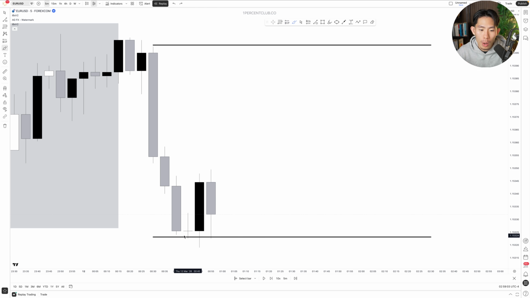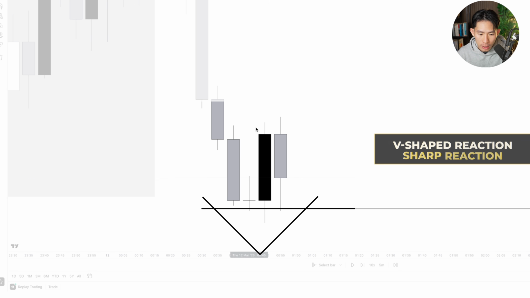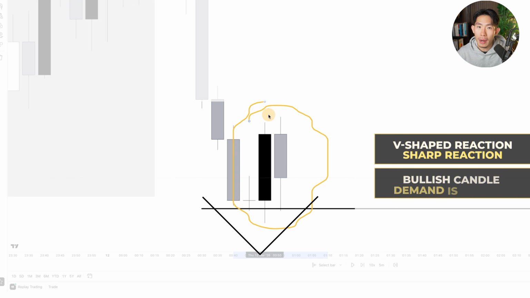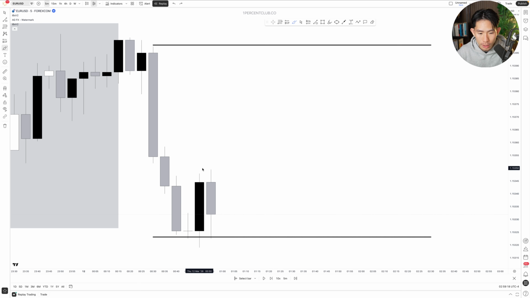So ideally what I want to see to confirm that this is indeed a valid liquidity sweep is, first of all, the V-shaped reaction, and second of all, some form of bullish candlestick just like this, to confirm to me that demand is actually present in the market and I'm not delusional. Okay, but yeah, this is the confirmation for aggressive entry. So once you see that, you can easily enter for longs right here.